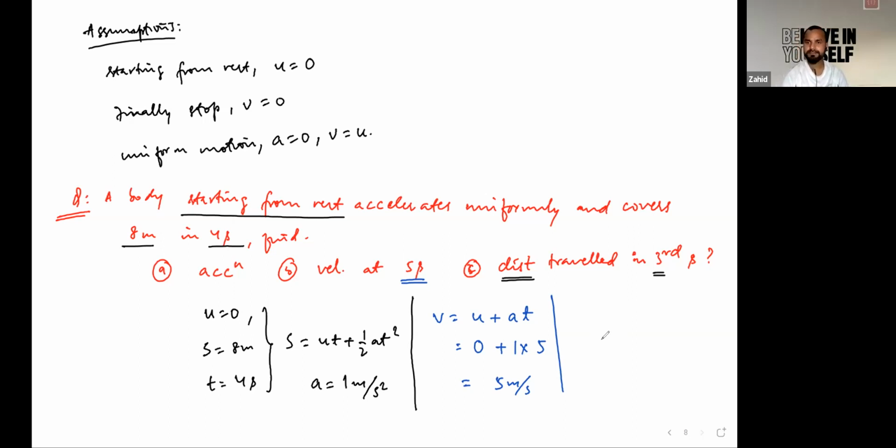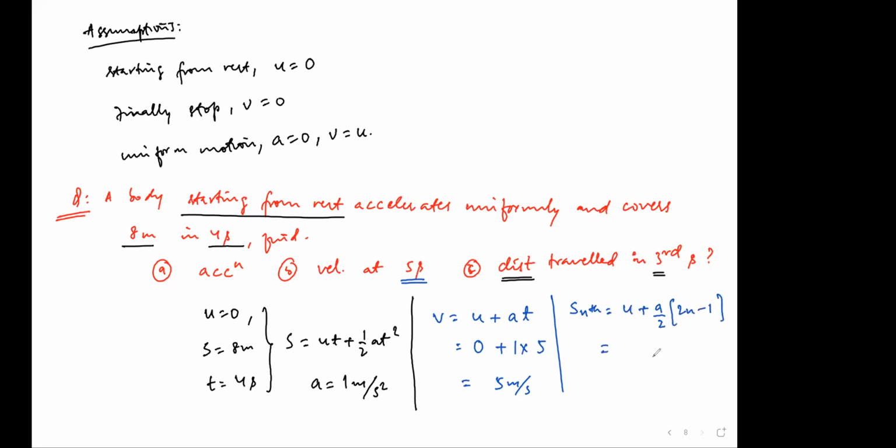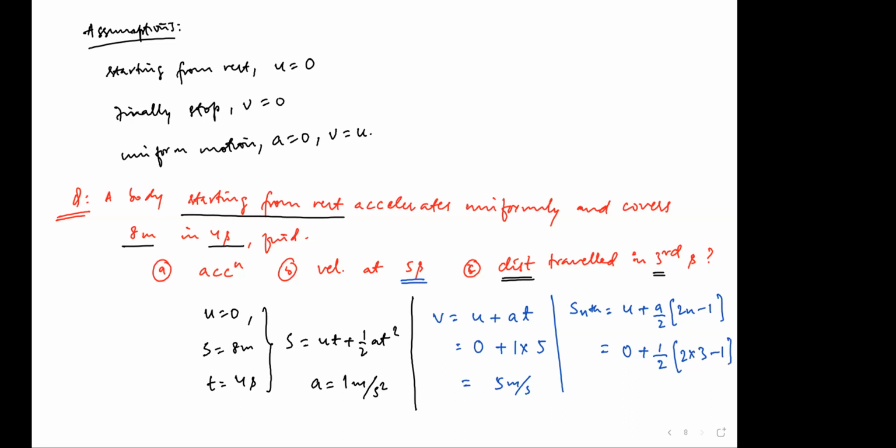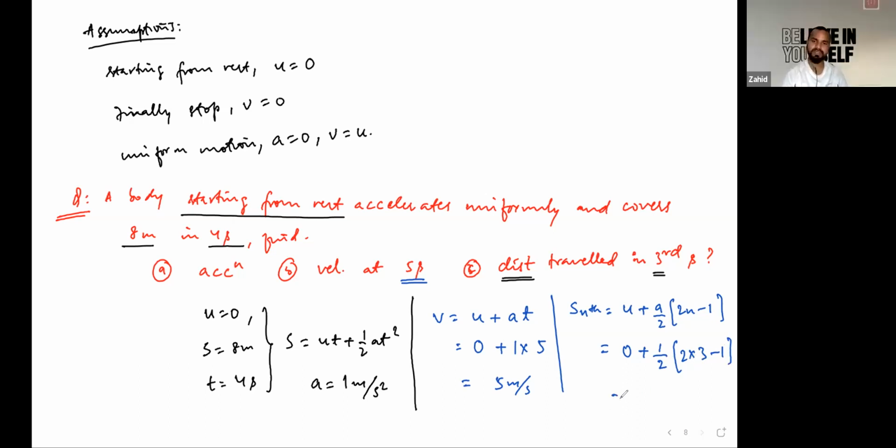Good again. Sn is u plus a over 2 times 2n minus 1. U is initial velocity, which is 0 in this part. A is 1 divided by 2, times 2n minus 1. N is 3. So it would be 2 into 3, 6, minus 1, 5, divided by 2. So it will be just 2.5.